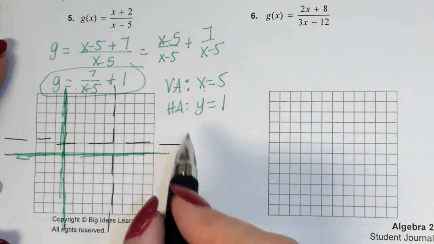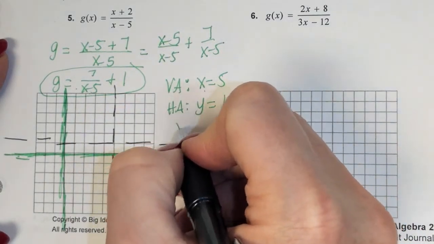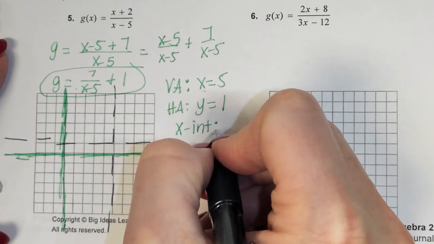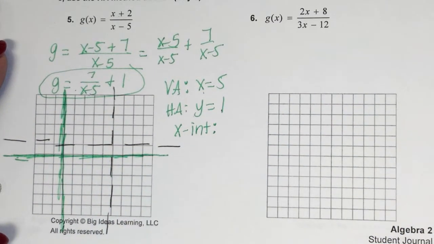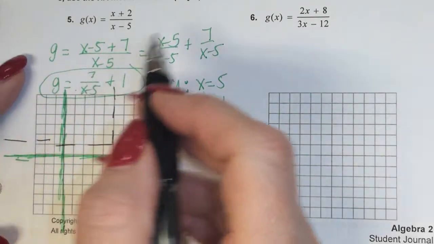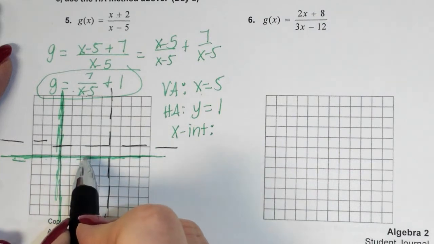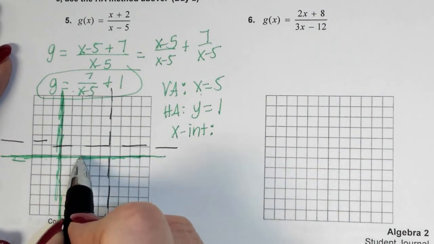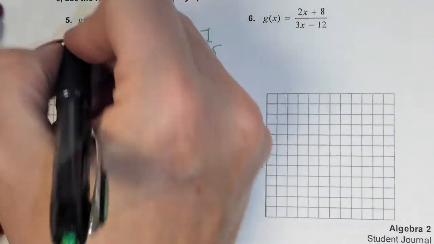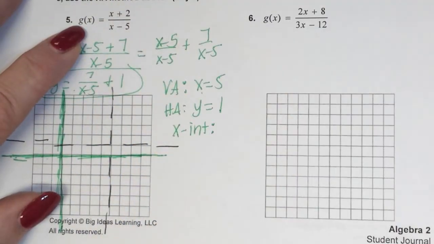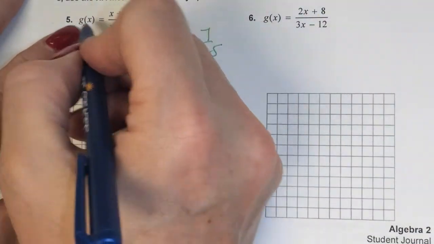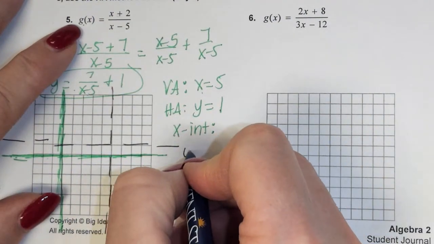Now, rather than just finding random points, I want you to find the X-intercept. Does anybody remember how we find the X-intercept? Plug in 0 for, not X, Y. Plug in 0 for Y. See, the X-intercept is where it crosses the X-axis. So see how Y is going to be 0 anywhere on that X-axis? So we plug in 0 for Y. So watch, here's how we find the X-intercept. Plug in 0 for Y.